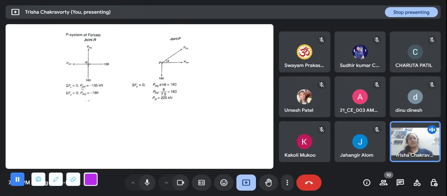This is one of the best joints we can find, where there is no inclined member. So there is no need to take the sine or cos components. We just directly get the forces.